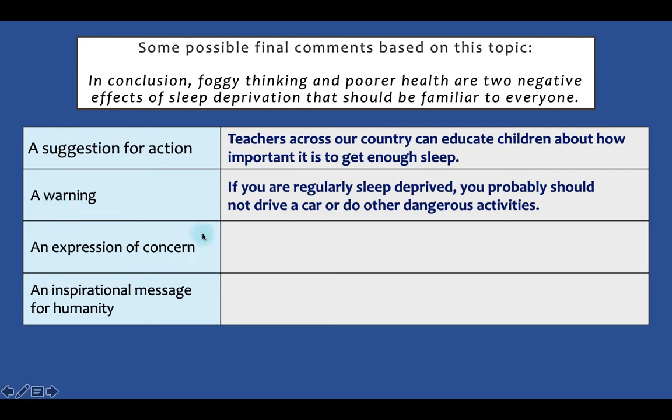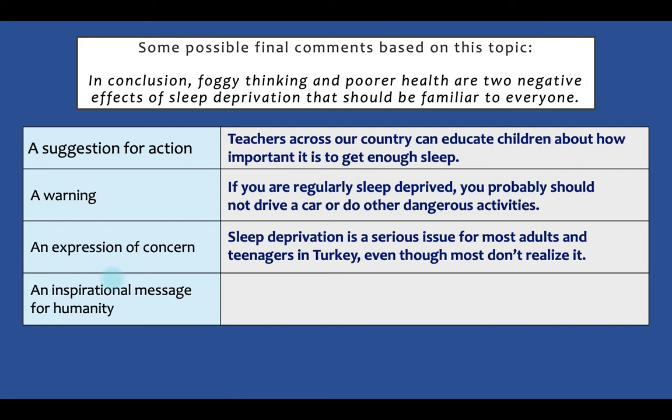The next one is an expression of concern. This could be personal or for a country or for the world. Sleep deprivation is a serious issue for most adults and teenagers in Turkey, even though most don't realize it. So with this sentence, you're showing concern for the citizens of your country, that you want them to be able to sleep better. And finally, we could think of an inspirational message of some sort.